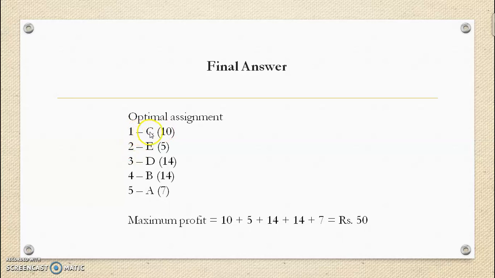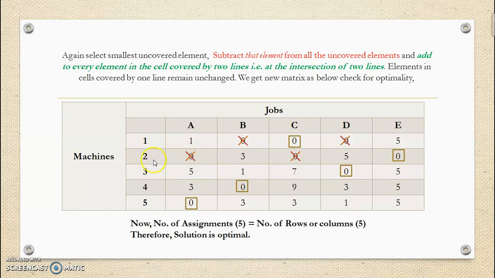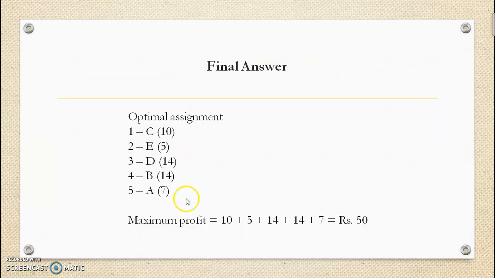Machine 1 is assigned to job C. We can refer to the table of optimum assignment here. 2 to E, 3 to D, 4 to B, 5 to A. So the final answer will be in this way. Now the values from the original matrix, that is the problem matrix, are noted here, and to find the objective value they are added. So the maximum profit possible is ₹50 here.